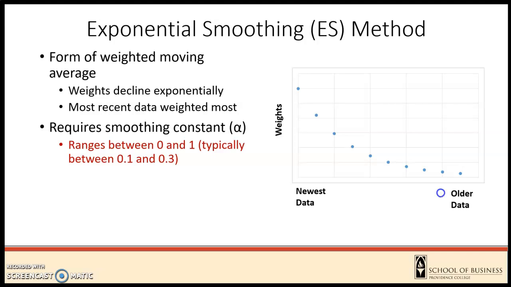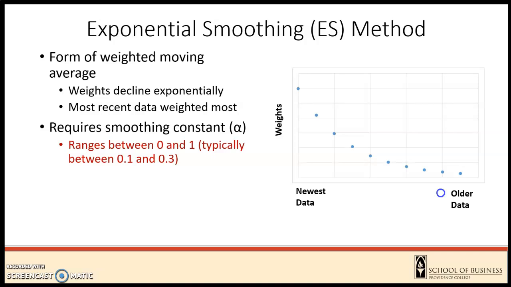The exponential smoothing method really does require a smoothing constant. And that's between 0 and 1. It's typically 0.1 to 0.3. I almost said 10 because we're looking at 0 to 100%. And so typically that smoothing constant is 10 to 30%, which is how much the previous month is weighted.